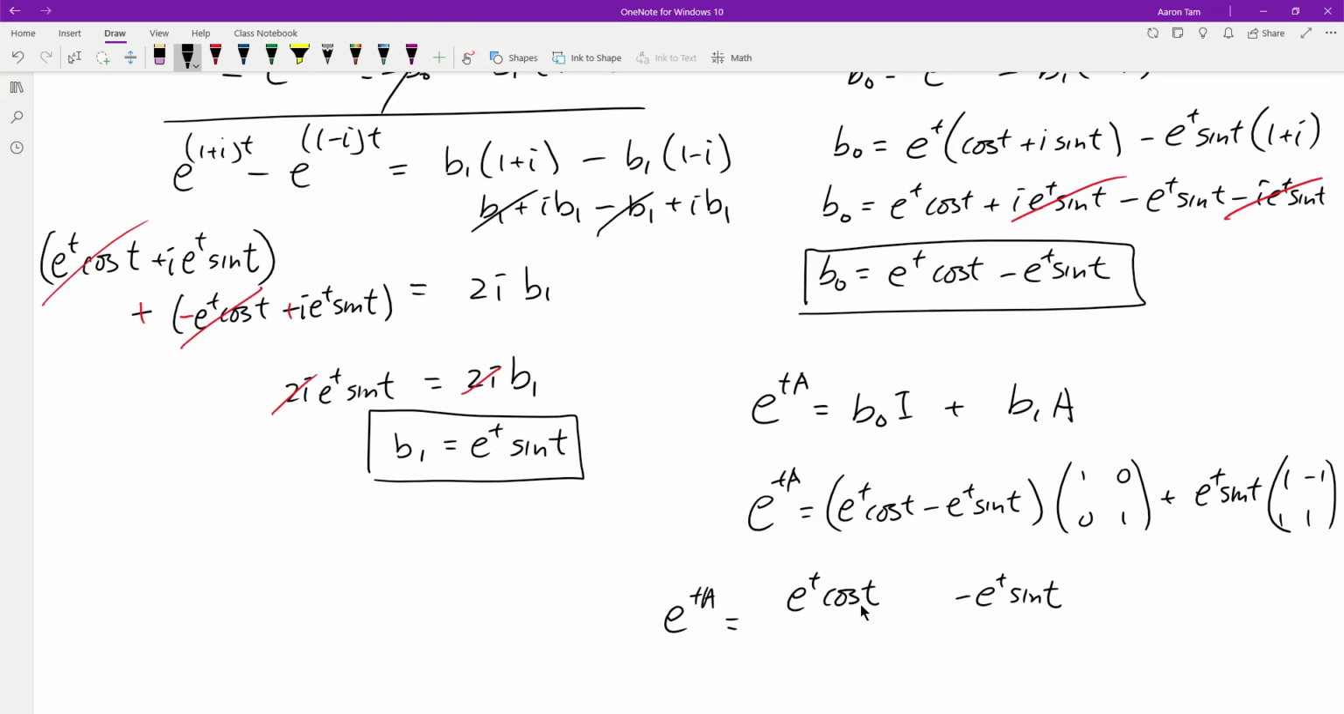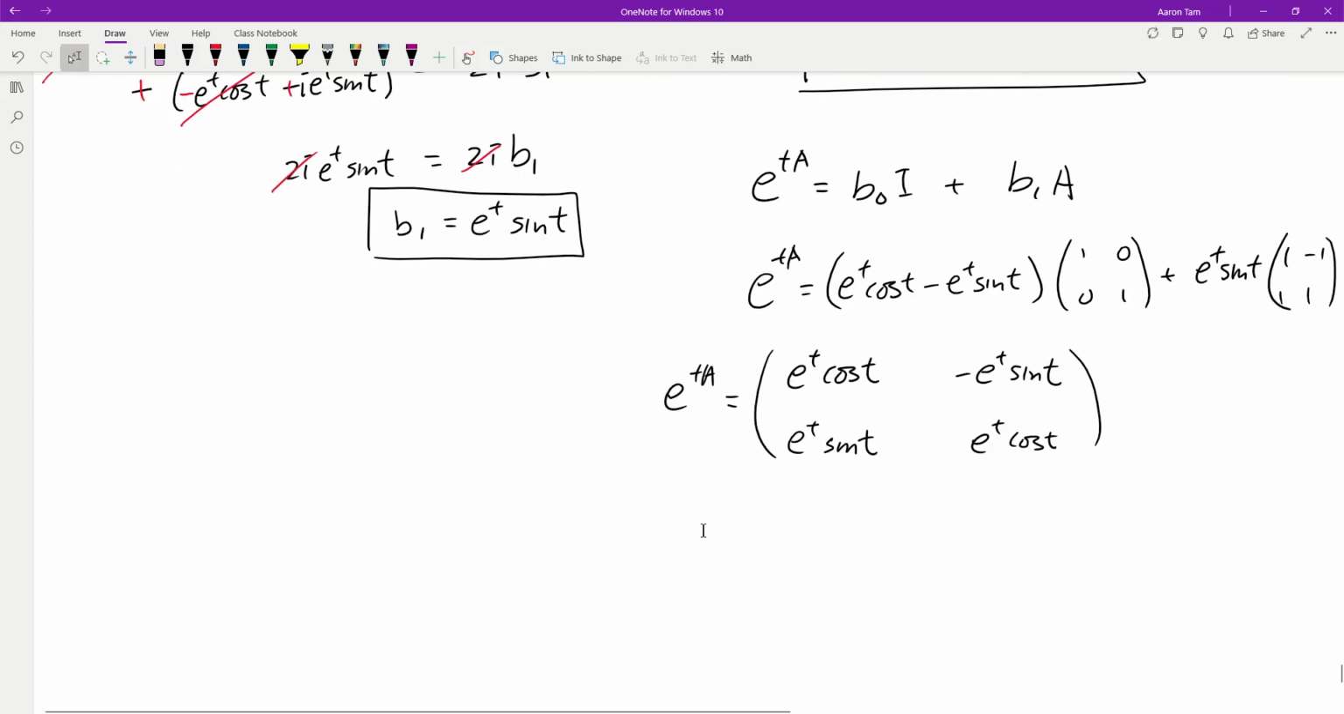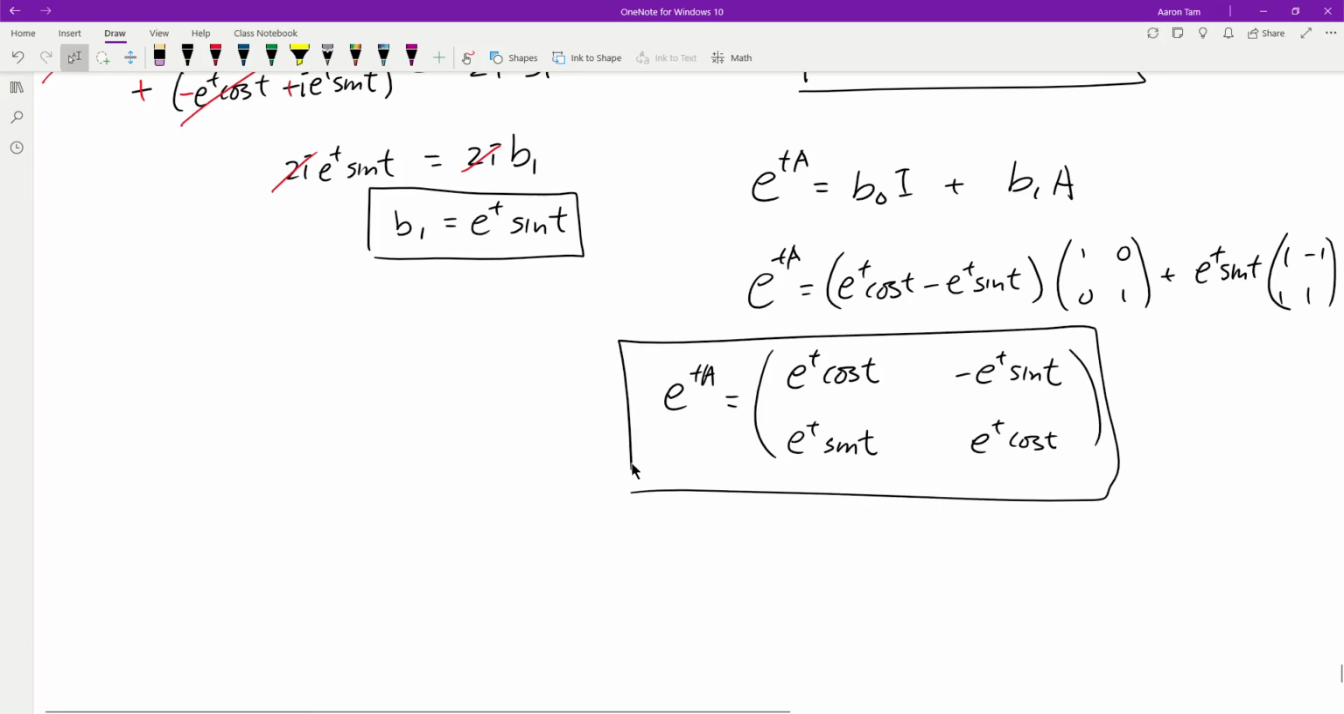The bottom, I only have e to the t sine t. And then at the end, I have e to the t cosine t minus e to the t sine t plus e to the t sine t. So it becomes e to the t cosine t. So to me, that's what e to the tA is. That's our e to the tA.